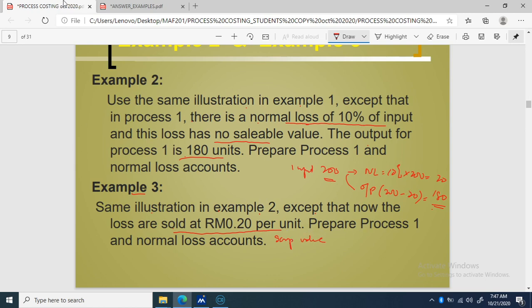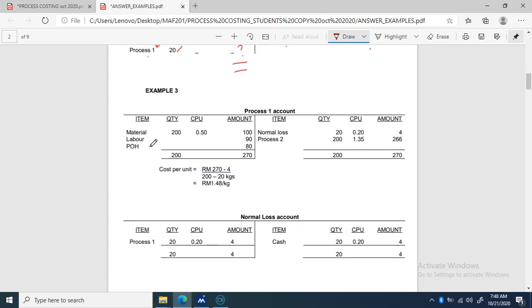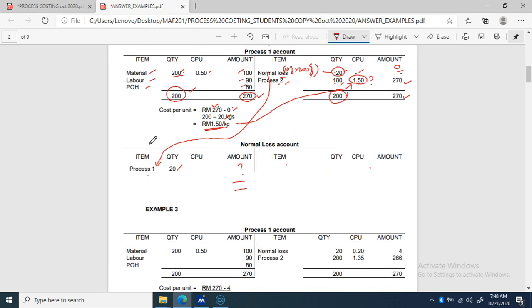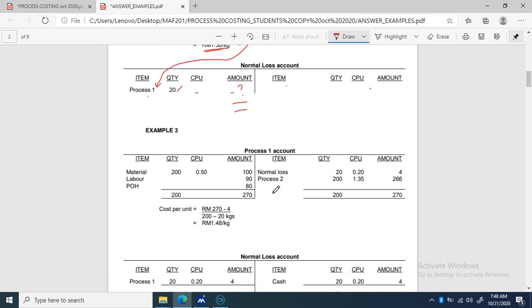Okay, how to prepare? Refer to example 3. The other information is just like illustration 2, example 2, so our debit side is still the same: material, labor, overhead. 200 kg, the value 100, 90, 80, totaling 270. So the CPU of material is the same as example 2, and the losses are the same: 10% of input, from 200 you get 20 kg.